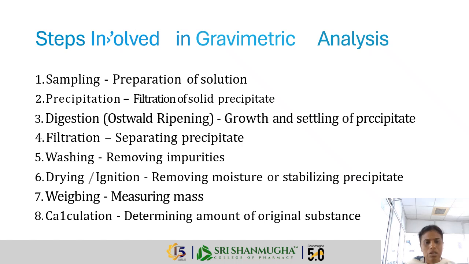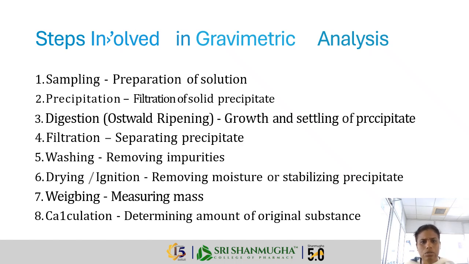Next one is washing. Washing means removing the impurities from the precipitate. Next one is drying or ignition, removing the moisture or stabilizing the precipitate. Next one is weighing, which means measuring the mass. After that, calculation means determining the amount of original substance, how much amount is present.